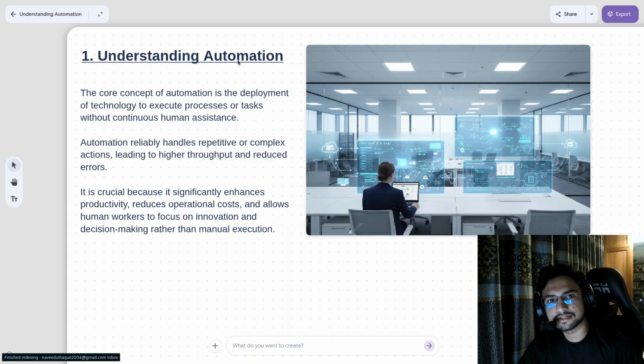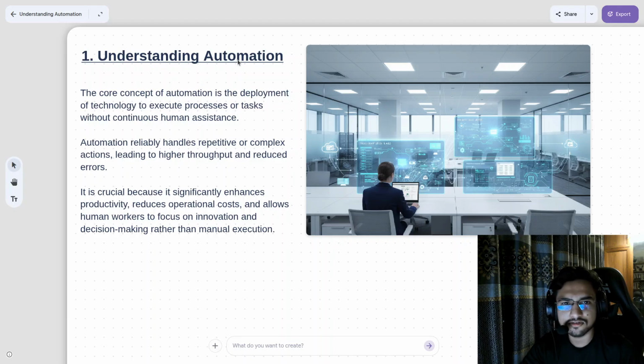First of all, let's try to understand what automation actually is. You get an email, and let's say it would be cool if you could just summarize it with an AI the moment it got into your mail. That would be cool, right? So that's automation, and that's a very simple automation. So if we just get into the core shenanigans of what the definition says, the core concept of automation is the deployment of technology to execute processes or tasks without continuous human assistance.